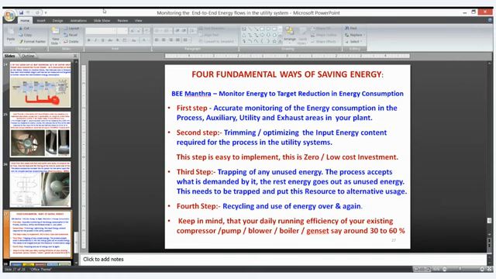So let us try to keep in mind the daily running energy efficiency of all our utility equipment like compressors, pumps and blowers and boilers, or even the gensets. Everything is around 30 to 60% only, and this needs to be improved upon by 10 to 20% right now as such.